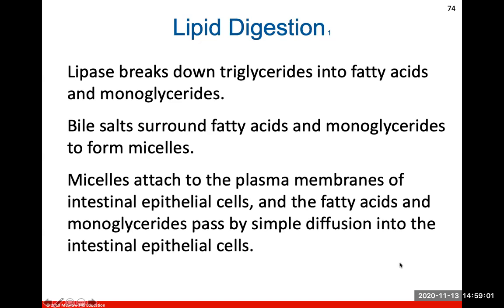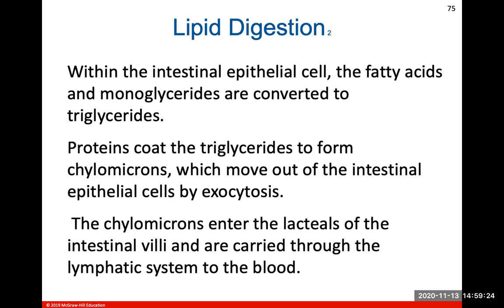Lipid digestion occurs from lipase, which breaks down triglycerides into fatty acids and monoglycerides. Bile salts surround fatty acids to form micelles, and micelles will attach to the plasma membrane of intestinal epithelial cells, and the fatty acids and monoglycerides will pass by simple diffusion into your intestinal epithelial cells.